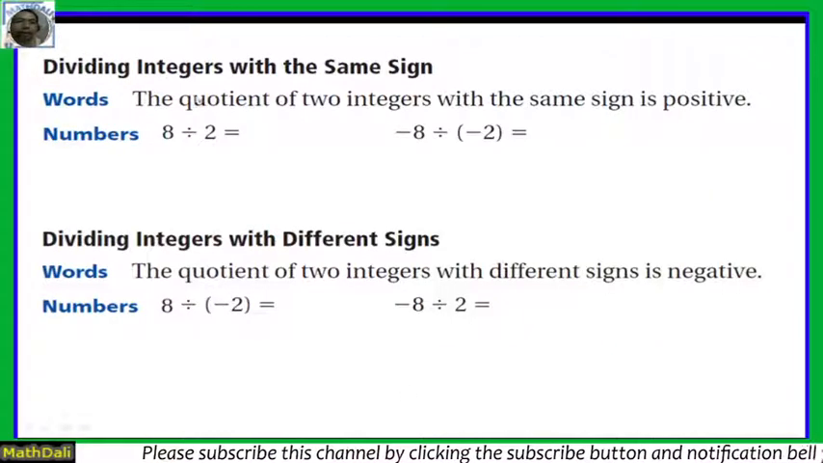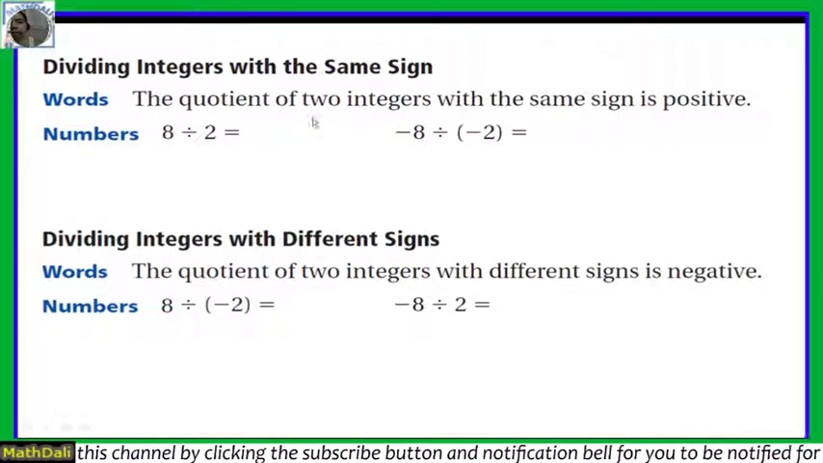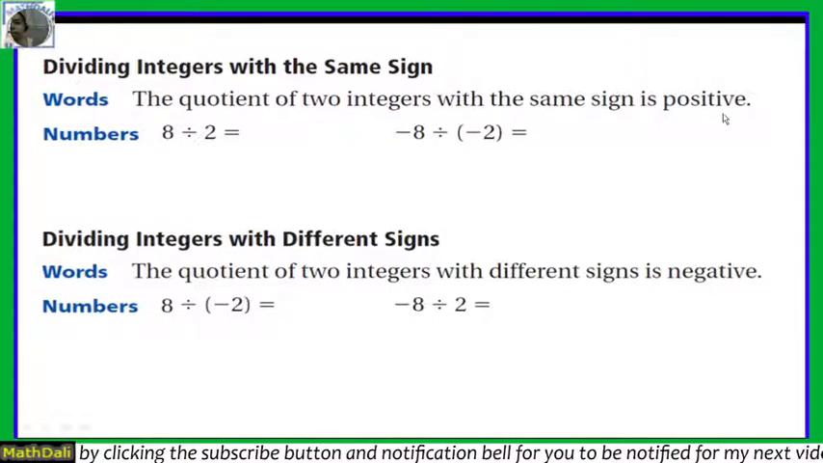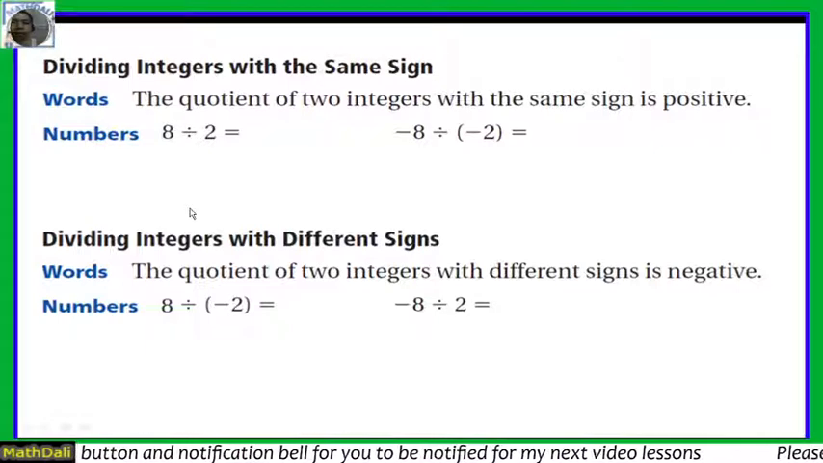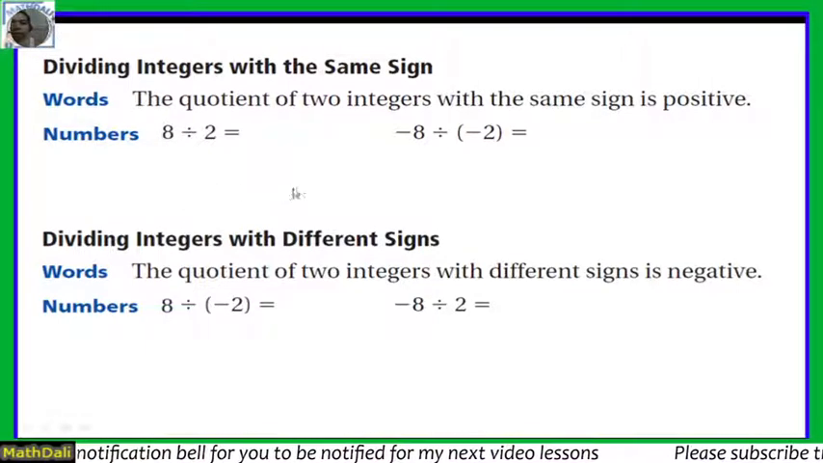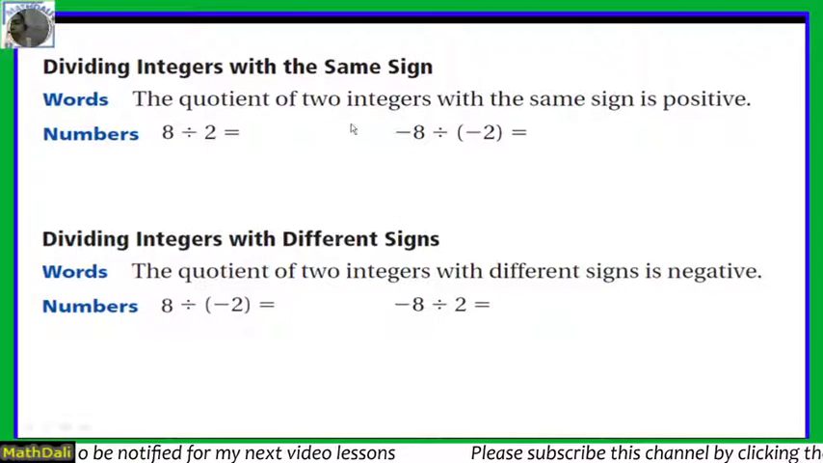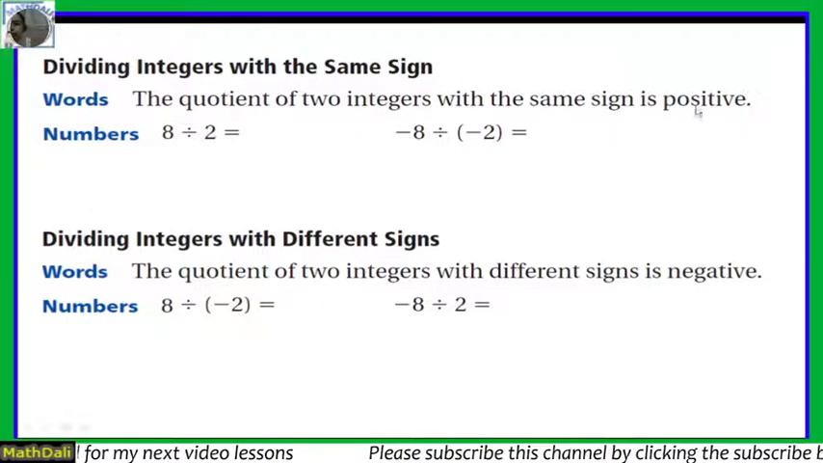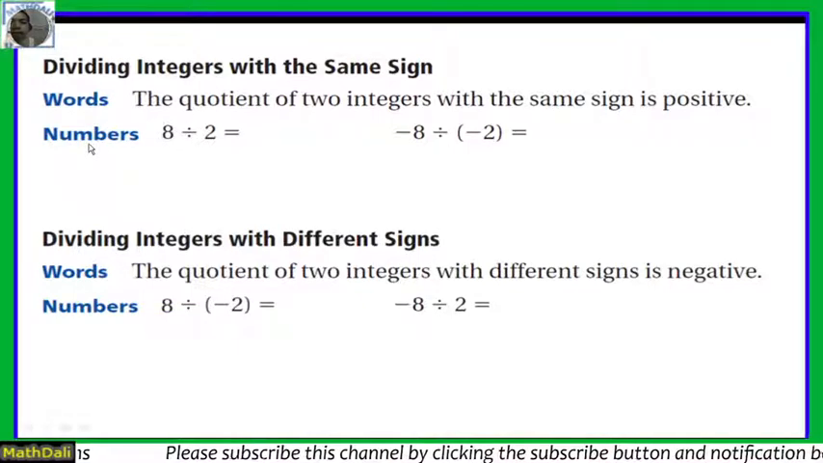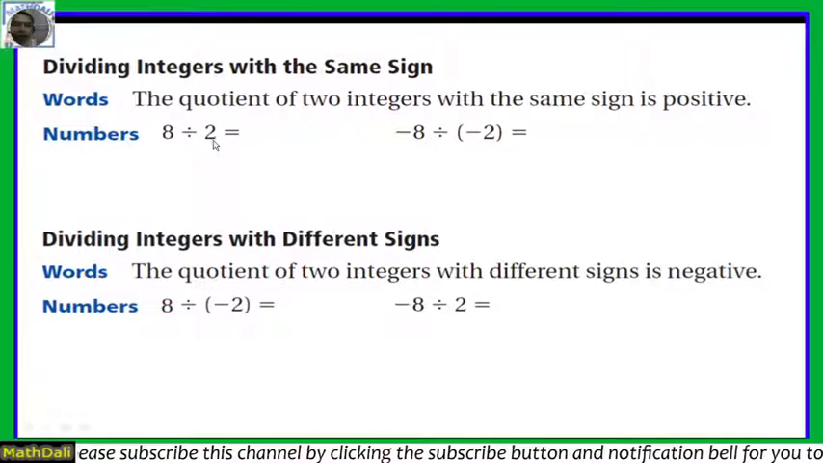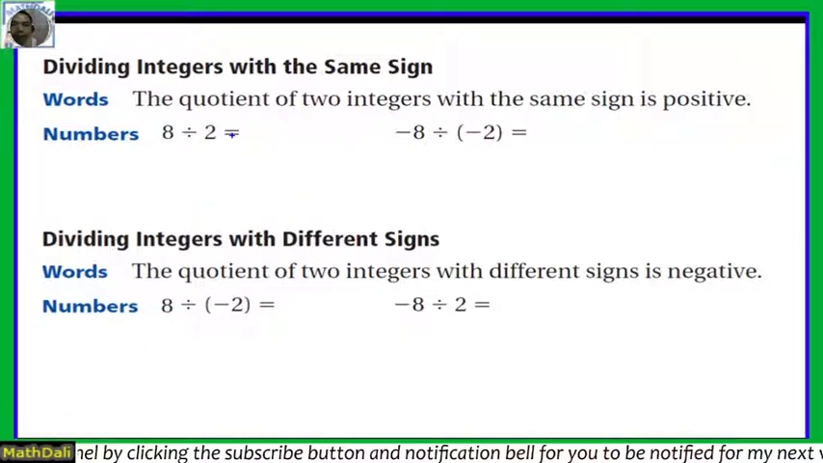Okay, so divide the integers with the same sign. So pag nagdi-divide tayo ng integers, the quotient of two integers with the same sign is positive. Same lang to sa multiplication, yung rule natin. The only difference is, dito, we are actually dividing numbers. Doon naman sa multiplication, we multiply. Pero yung rule natin, kapag like sign, positive. Pagka unlike sign, negative. So, example natin, we have 8 divided by positive 2. Okay, so both positive.